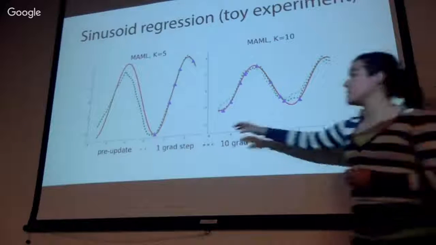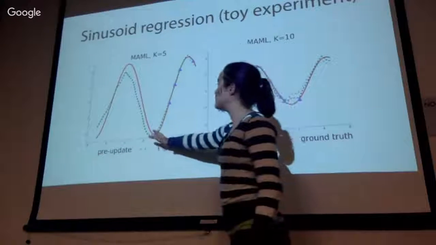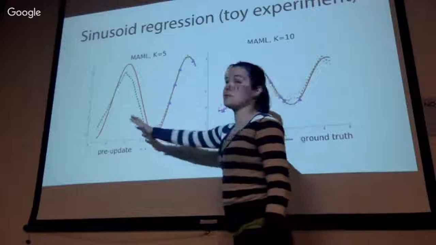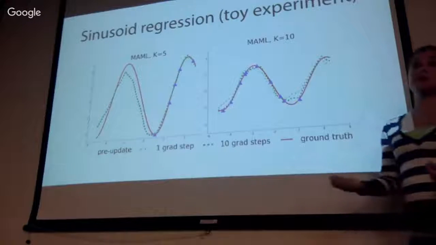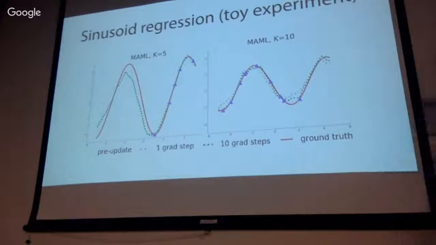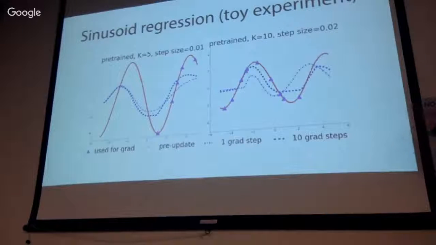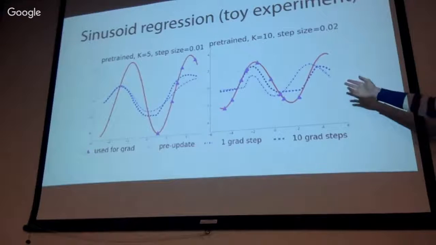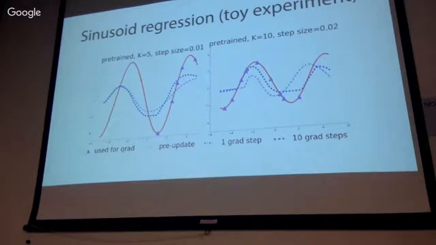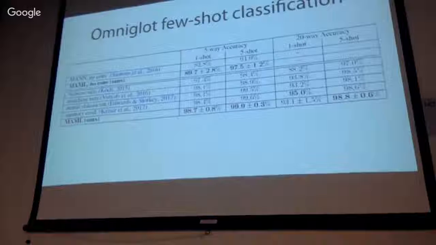And you can see that when it's only provided with points that are on the right side of the function, it's still able to learn what the left side of the function looks like based on its prior experience over these satisfied functions. And if you just pre-train a network on all the functions, it's not able to learn these functions very well at all, even when you tune the step size to be optimal for these tasks.